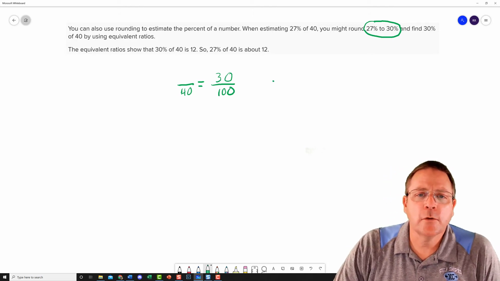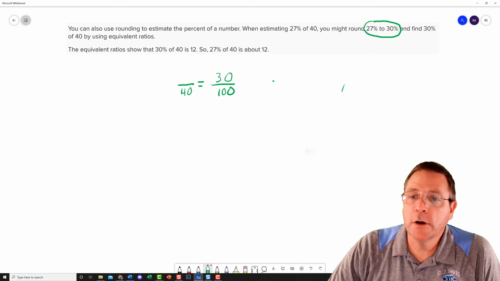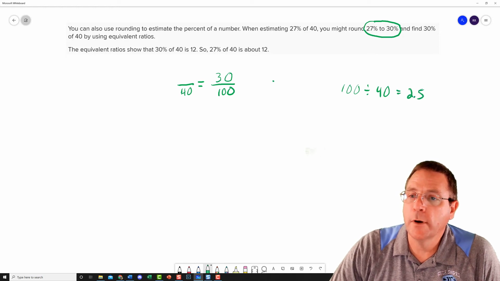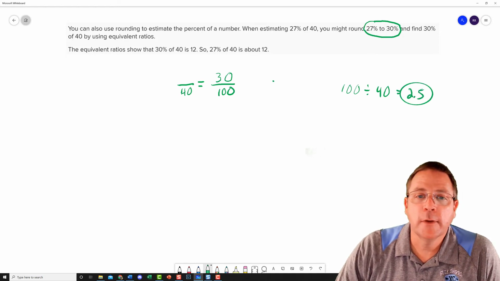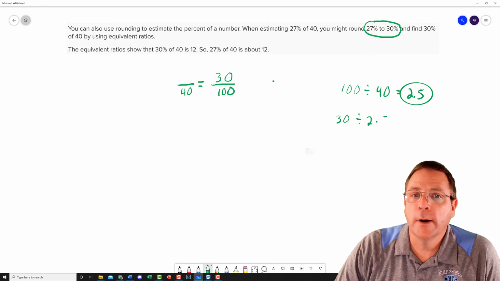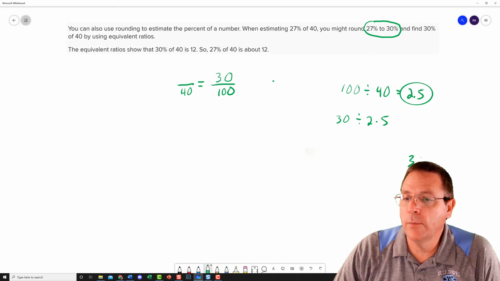And we need to ask ourselves, what do we have to do to 100 to get to 40? Well, we discovered in an earlier problem that 100 divided by 40 is equal to 2.5. So that means that I need to take 30 and divide it by 2.5 as well. And taking that 30 divided by 2.5 is going to look like this.